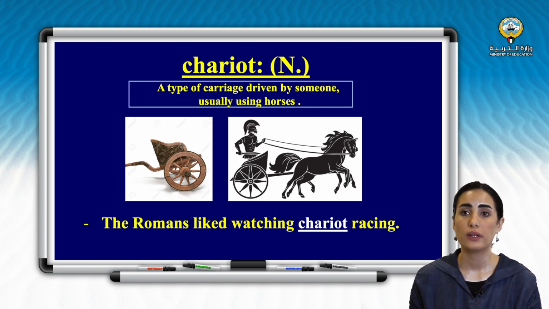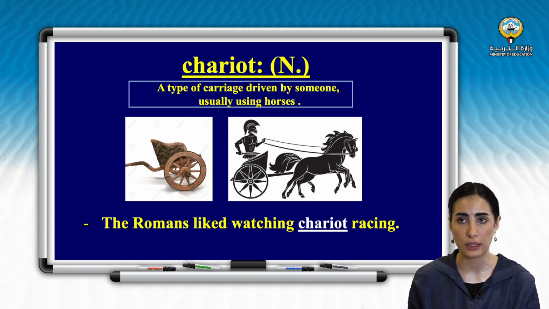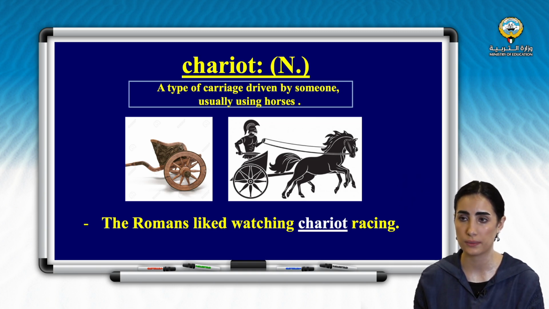Let's use it in a sentence. Now for the example, the Romans liked watching chariots racing. As you can see in the picture, that is a chariot. So a chariot is a type of carriage driven by someone, usually using horses.